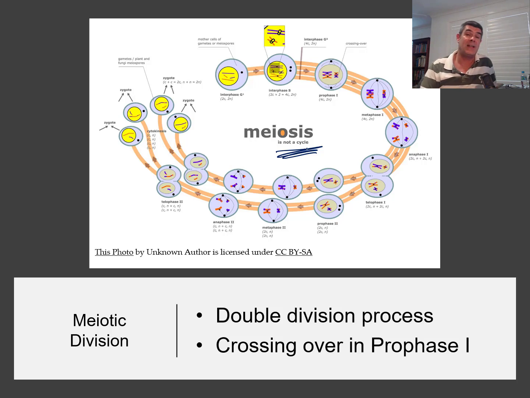The other thing that's really important that we will look at during the modeling phase is this idea of crossing over. This is another way in which we increase variation.